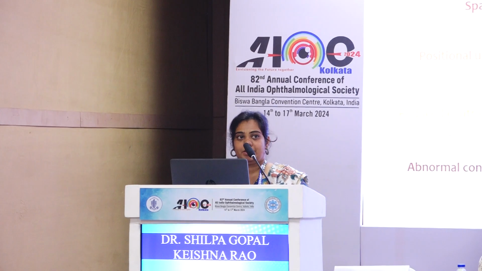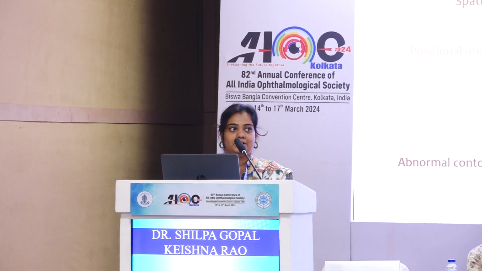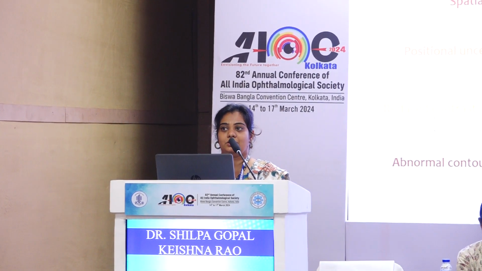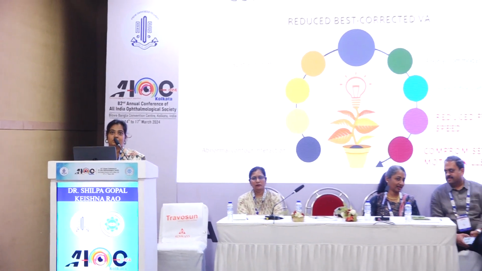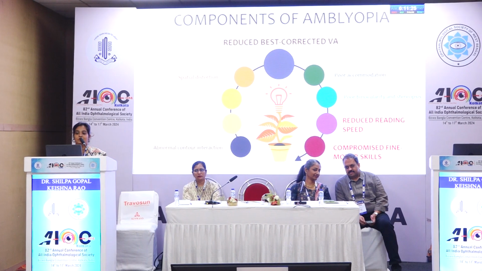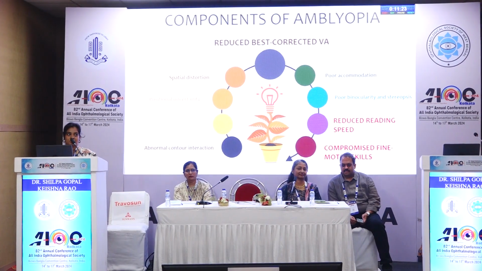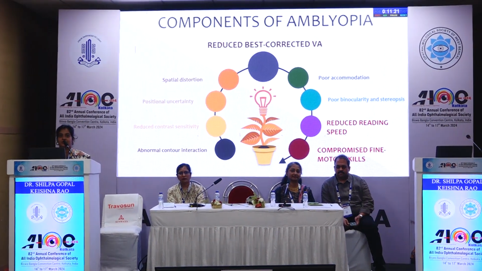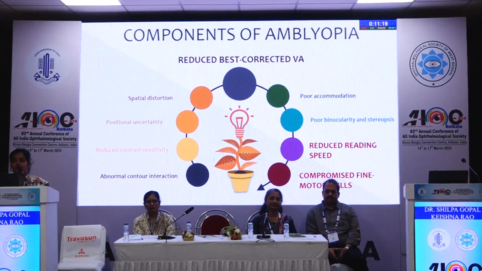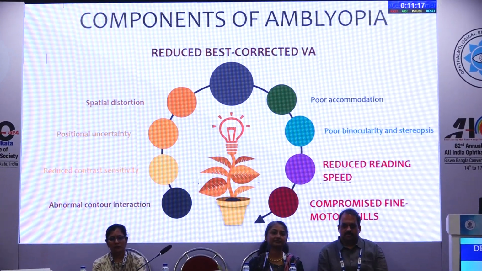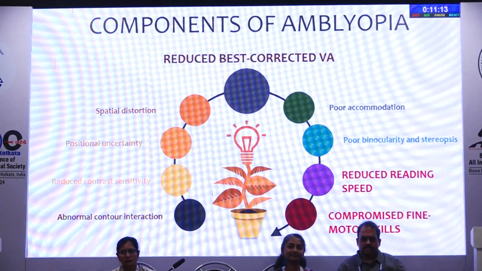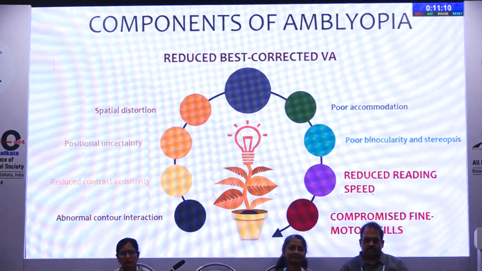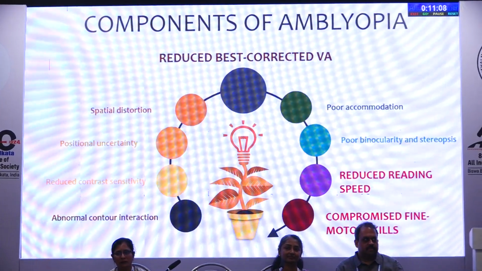So when we are evaluating and treating amblyopia, the factor that we mostly concentrate on has been a reduction in best corrected visual acuity. However, we also need to remember that there are other visual problems such as spatial distortion, positional uncertainty, reduction in contrast sensitivity, poor accommodation, poor binocularity, and stereopsis. This can lead the affected children to have reduced reading speed and compromised fine motor skills, thereby affecting their overall scholastic performance.